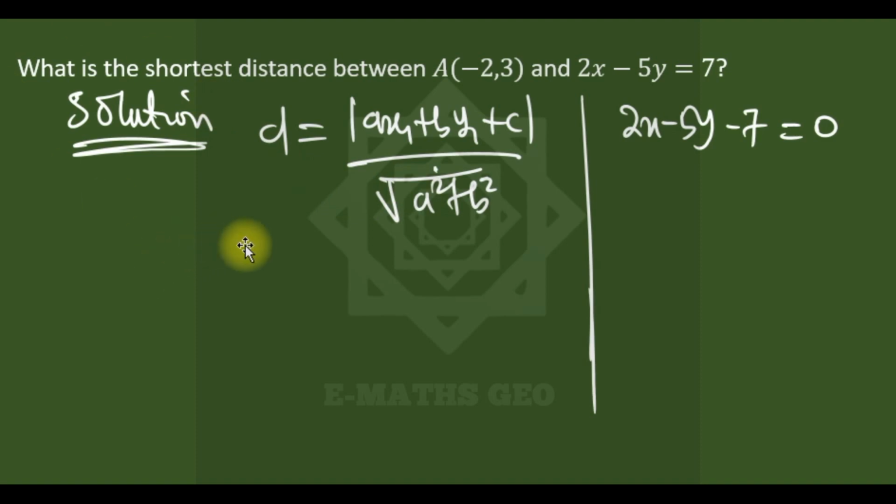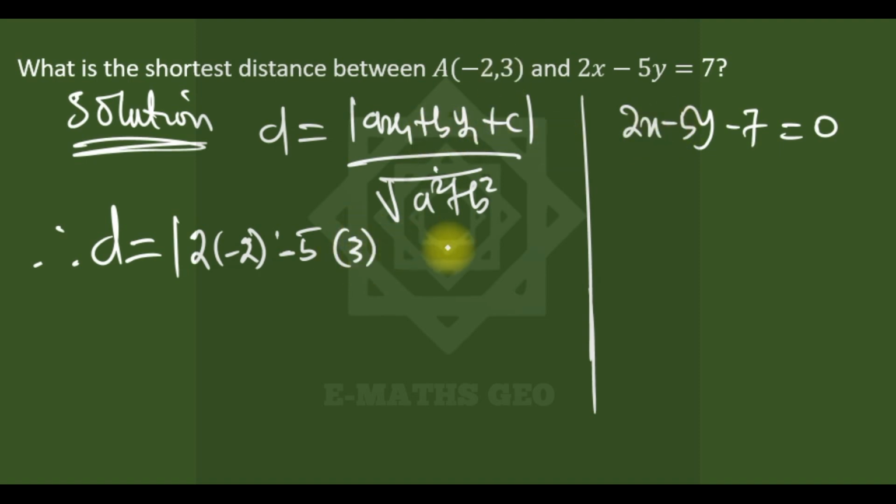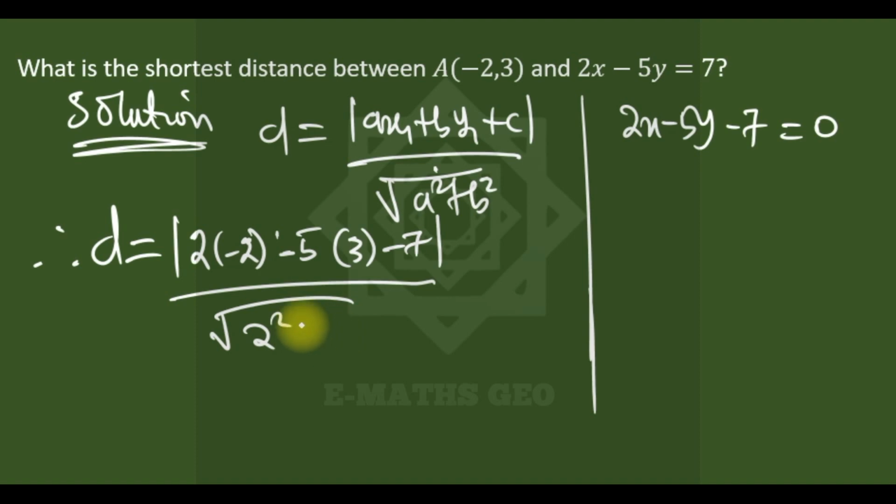So the distance is now equal to the absolute of 2 times x1, which here is minus 2, minus 5 times y1, because b here is minus 5 and y1 is 3, and c is minus 7, all in absolute value, over the square root of 2 squared plus minus 5 squared.